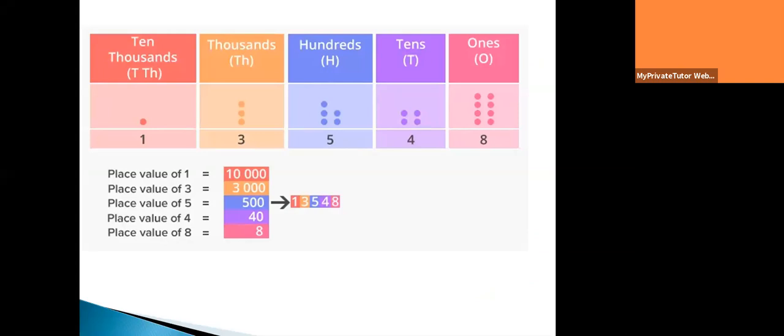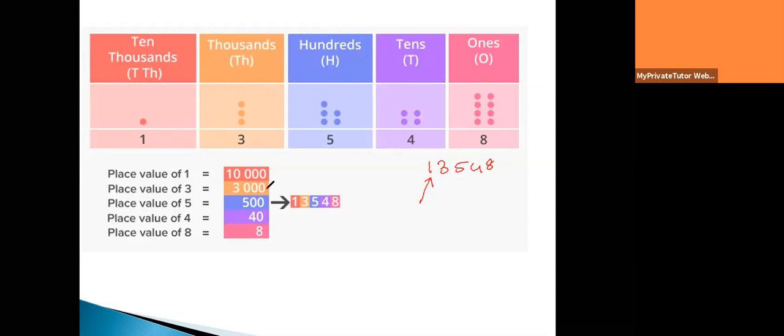Okay. So here you can just take a look at the number. The number is 13,548. So 1 is at the 10,000 position, so the place value of 1 would be 10,000. 3 is at the thousands position, the place value of 3 is 1,000. 5 is at the hundreds position, the place value of 5 is 500. Similarly for 4, the place value of 4 is 40. The place value of 8 is 8. So the place value is nothing but the value of the digit.